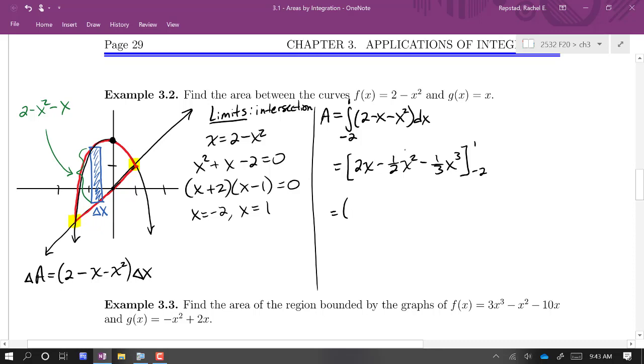So let's see. If I plug in 1, I'm just going to evaluate each term. The first term, when I plug in 1, is 2 minus 1/2 minus 1/3. And then minus, I'm going to plug in negative 2. Plugging in negative 2 gives us negative 4 minus 1/2 times negative 2 squared, which is positive 4, so 1/2 times 4 is 2. And then minus, negative 2 cubed is negative 8, so this term will be a negative 8/3.